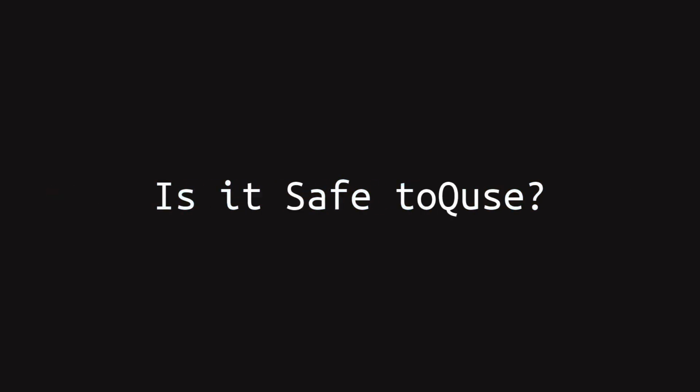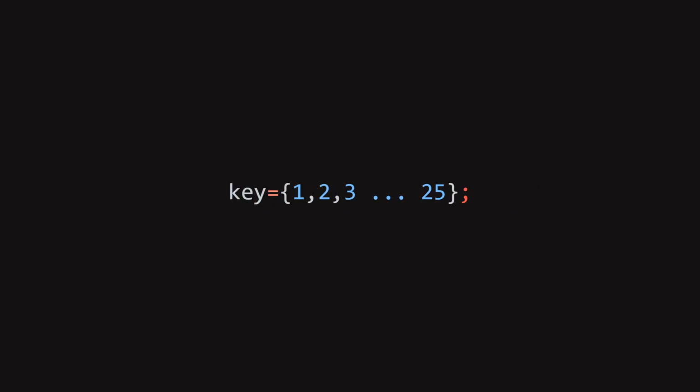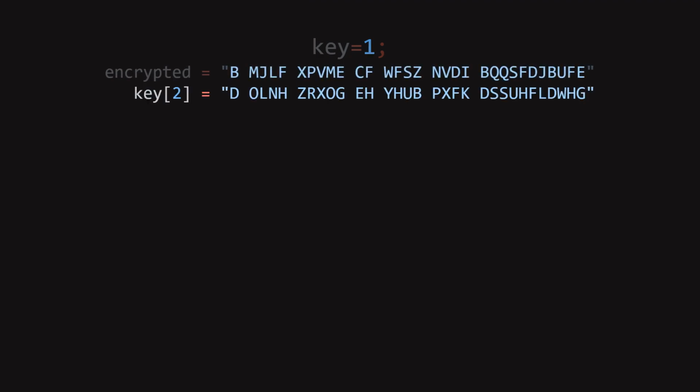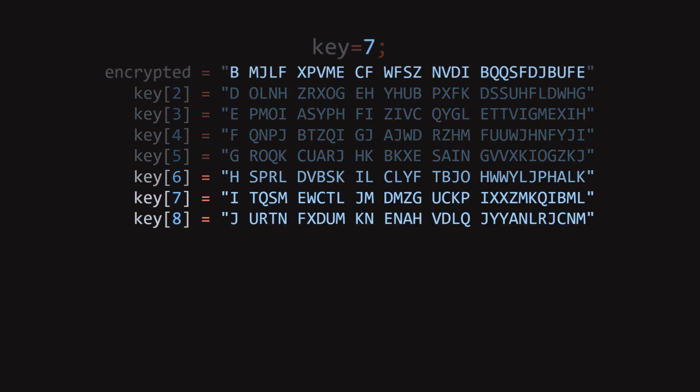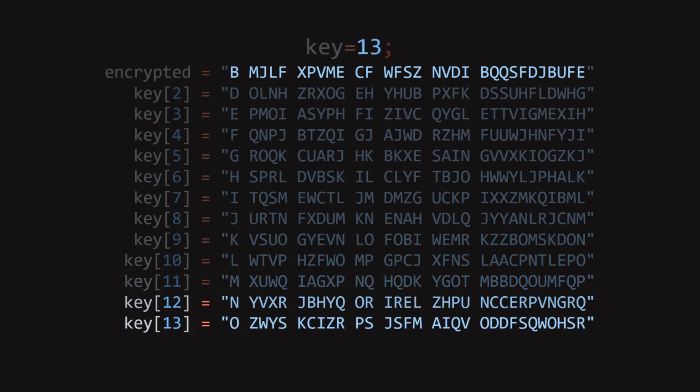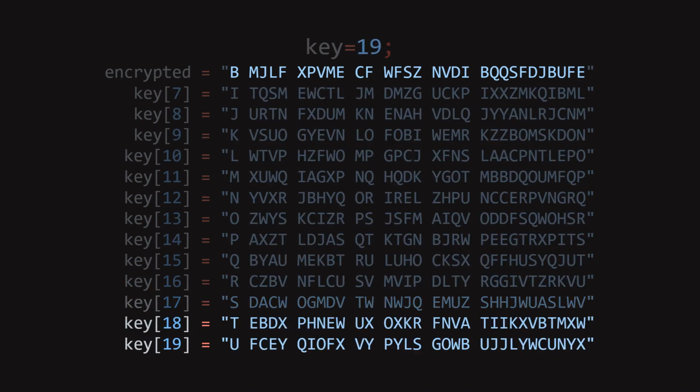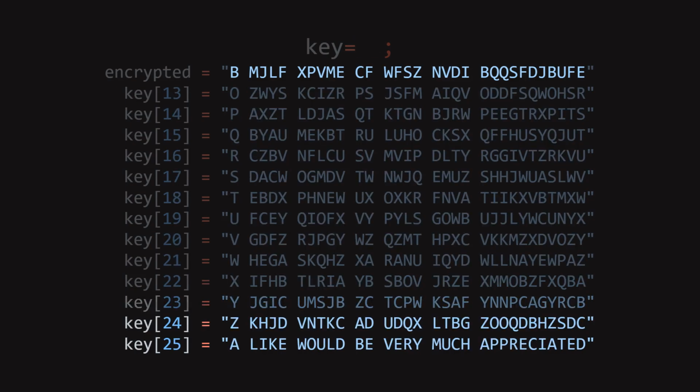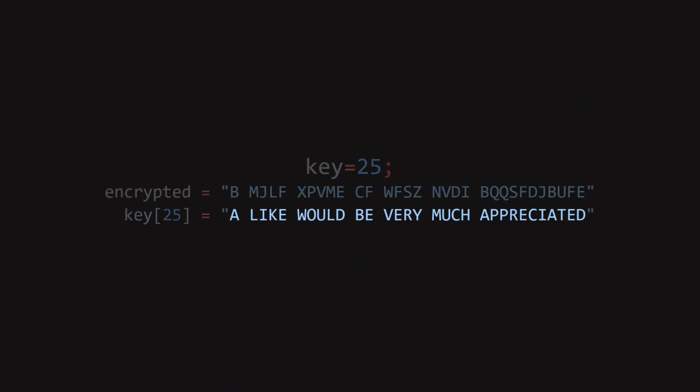So, is it safe to use Caesar Cipher? Well, not really. The limited key space makes the Caesar Cipher extremely vulnerable to brute force attacks. A brute force attack is a straightforward strategy to break a cipher where an attacker systematically checks all possible keys until the correct key is found. Given that there are only 25 possible keys with the English alphabet, an attacker can easily decrypt the message by trying each possible shift and reading the output. This process can be performed very quickly even without the use of sophisticated computational tools.